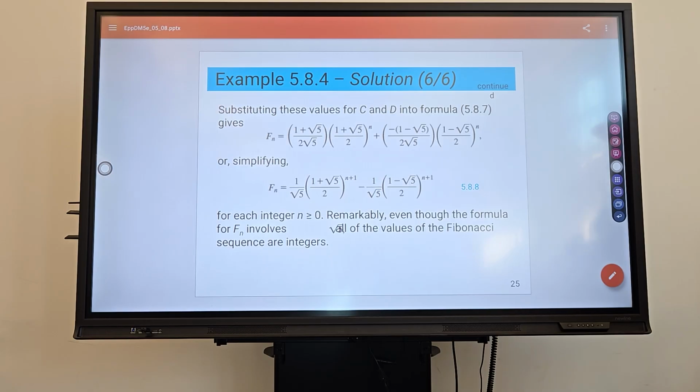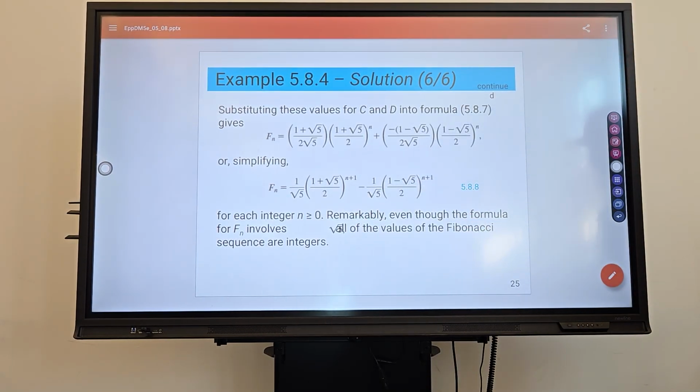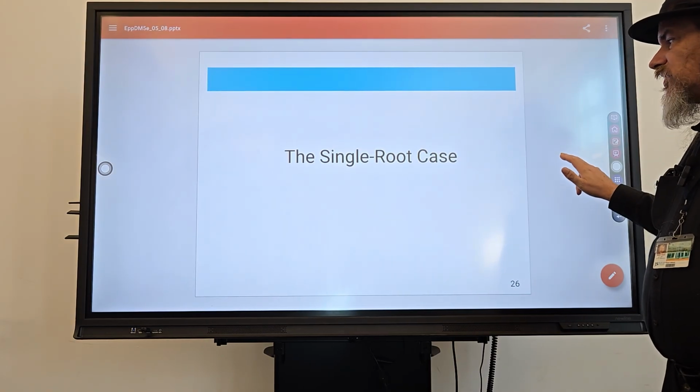Substituting these values for C and D into the formula, and then simplifying, you get this seemingly complex formula here. Remarkably, even though the formula for f sub n involves the square root of 5, all of the values of the Fibonacci sequence are in fact integers. So, the single root case.